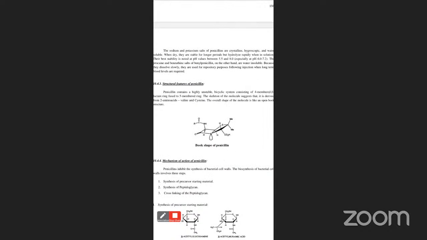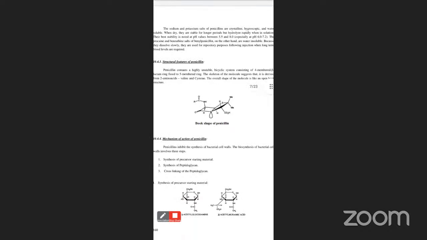If you see the structure of the penicillins, generally penicillin has a book-shaped structure, like hydrogen peroxide, right? You recall your plus two knowledge, where hydrogen peroxide, H2O2, has an open book structure, isn't it? If you see the geometry or shape of hydrogen peroxide, you can see the open book structure. Penicillin also has the open book structure, right? So that is the book shape of the penicillin.